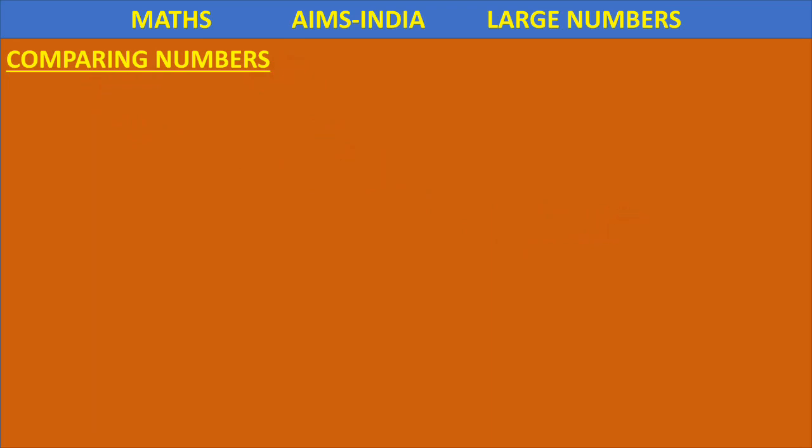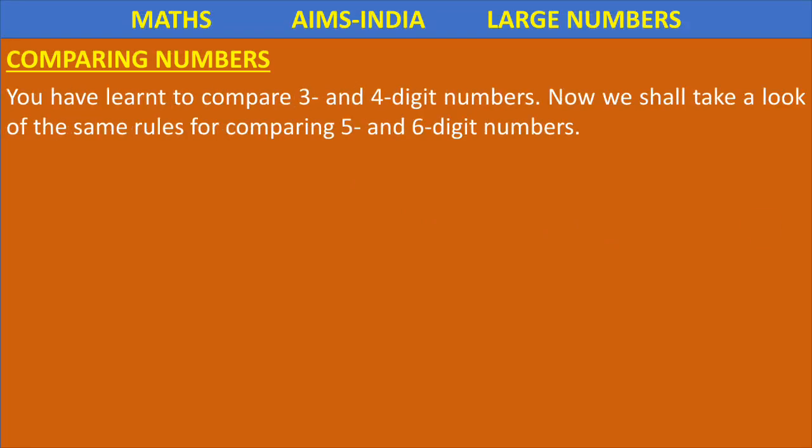What does comparing mean? Comparing means we look at both the numbers given to us, two or more numbers, and then we find out which is the greatest number or which is the smallest number. Okay children, we will compare and find out which is the greater number and which is the smaller number. You have learned to compare 3-digit and 4-digit numbers. Now we shall take a look at the same rules for comparing 5 and 6-digit numbers.